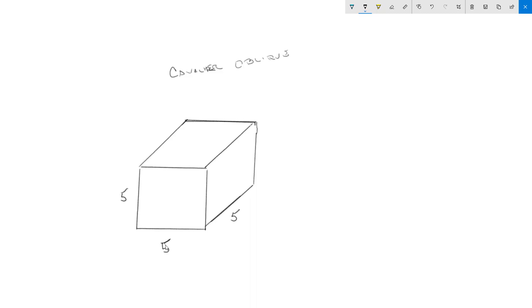Cavalier oblique. Now, let me go back and change it up a little bit so that I can show you what we do to make it really look right. 1, 2, 3, 4, 5. 1, 2, 3, 4, 5. 1, 2, 3, 4, 5. 1, 2, 3, 4, 5.